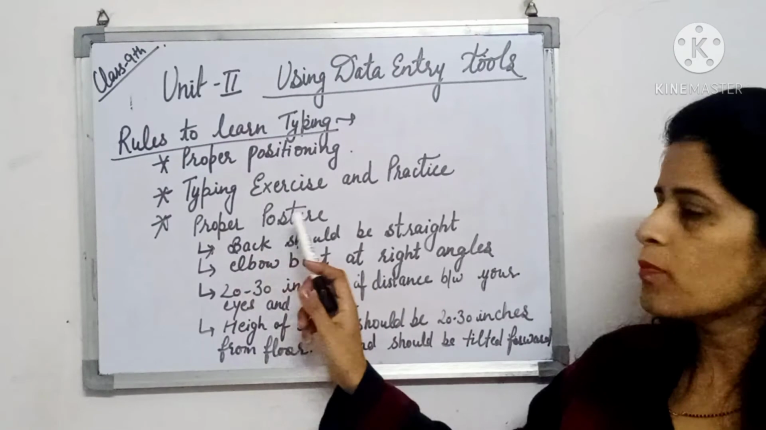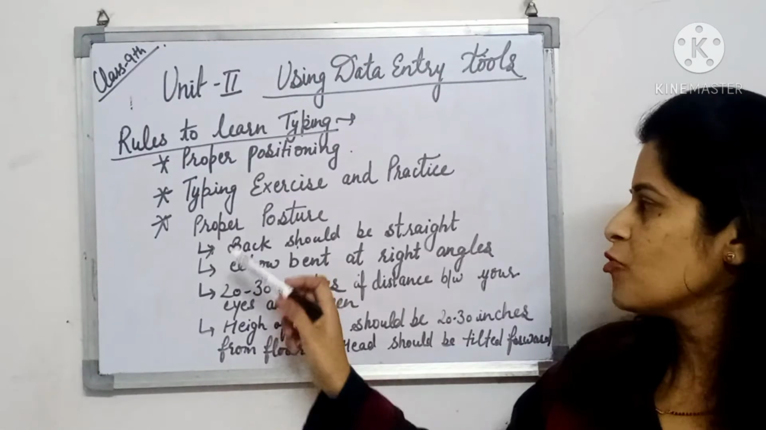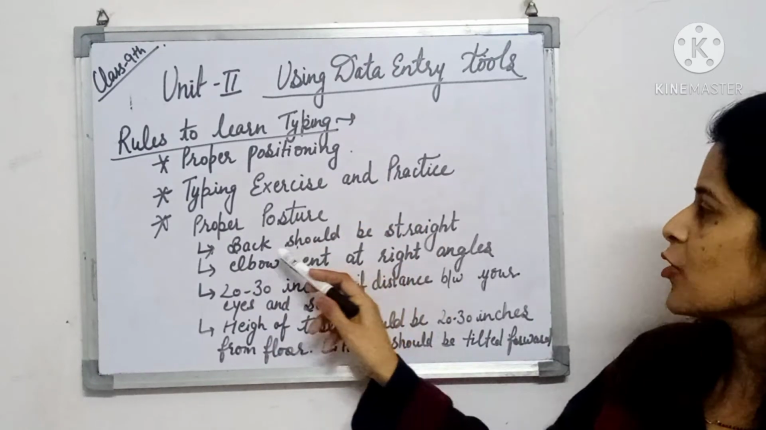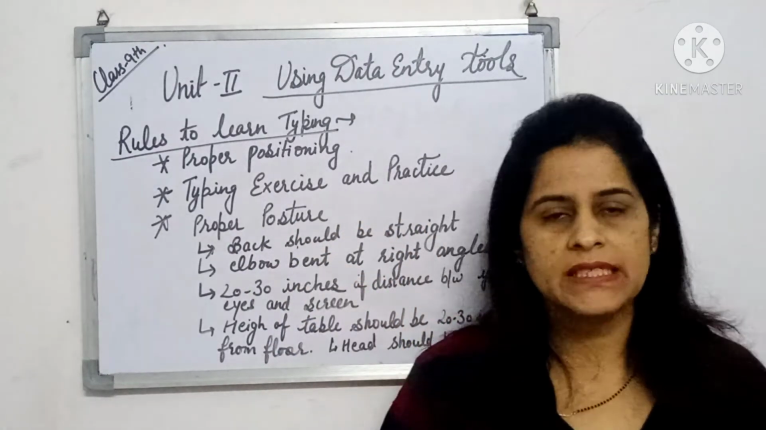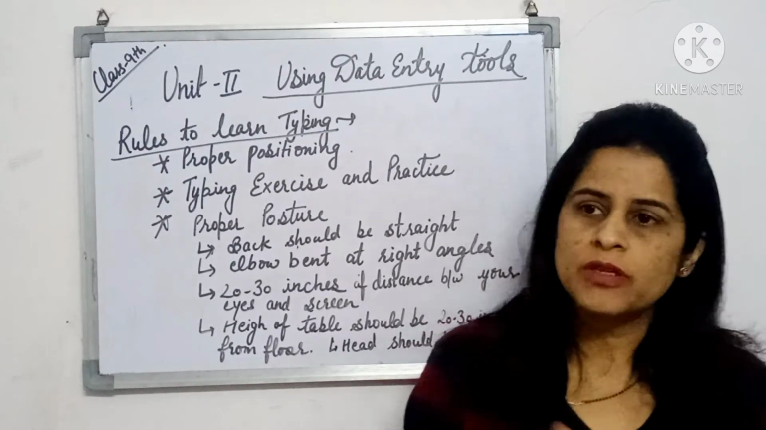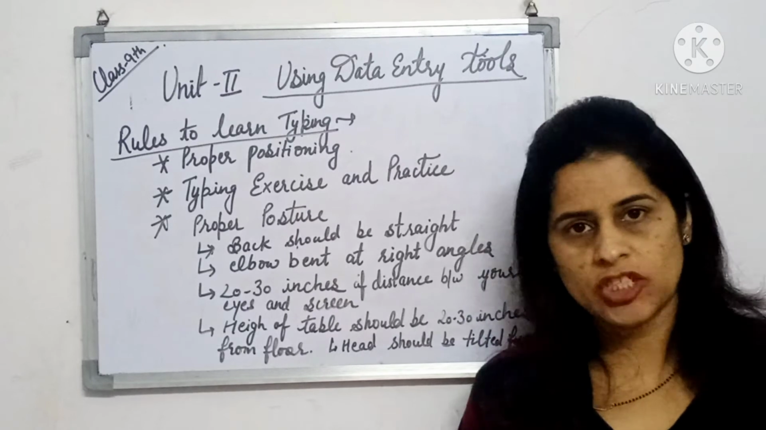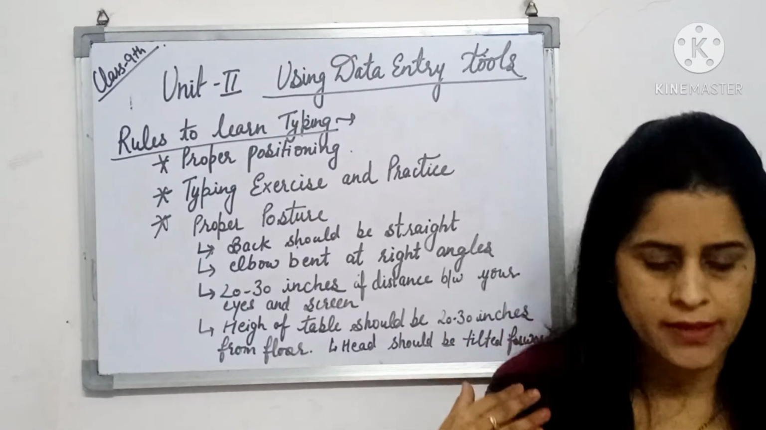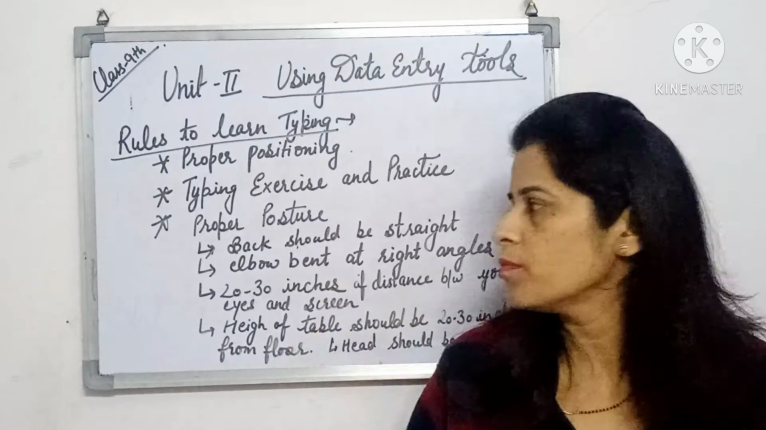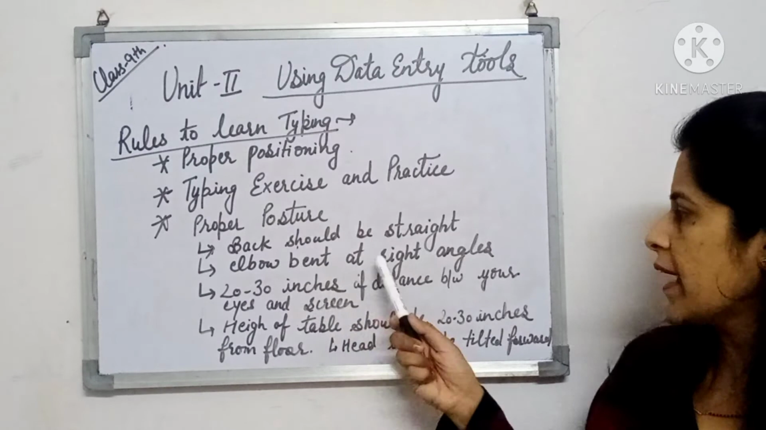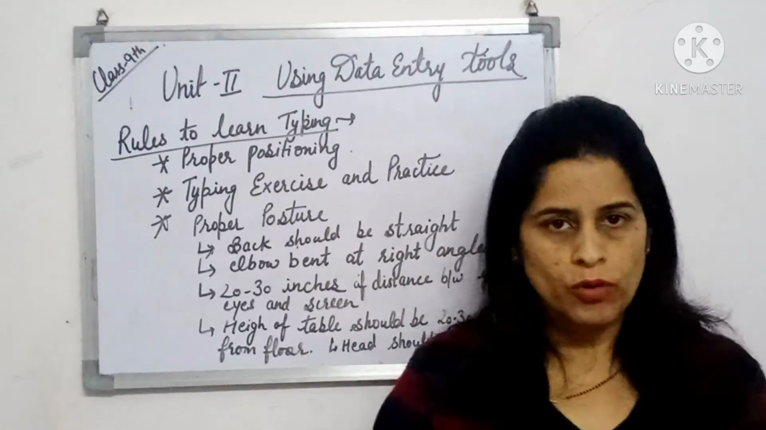Next is the proper posture. You have to have a proper posture when you are doing typing. That is, your back should be straight when you are sitting. When you are doing typing, your laptop is on the table and you are sitting on the chair, and when you are sitting on the chair, your back should be straight. Not bent, your back should be straight. Next, your elbow bent at the right angle when you are doing the typing.